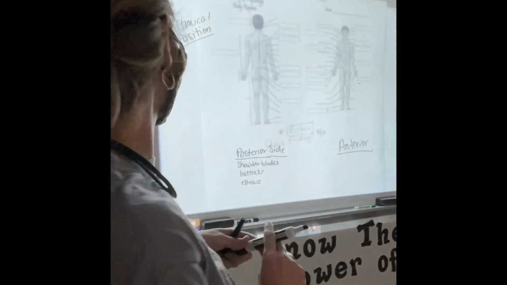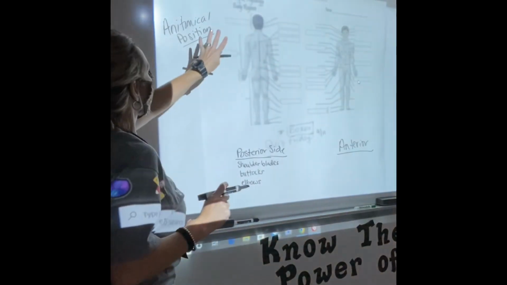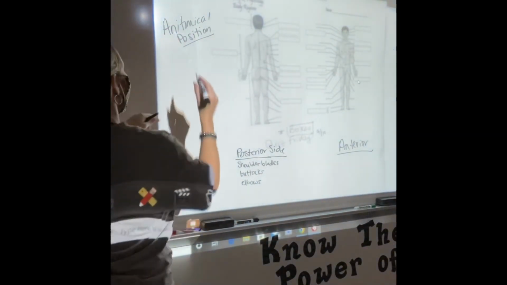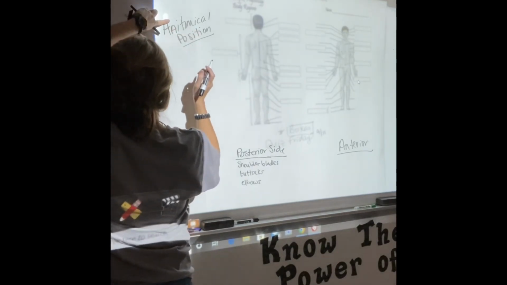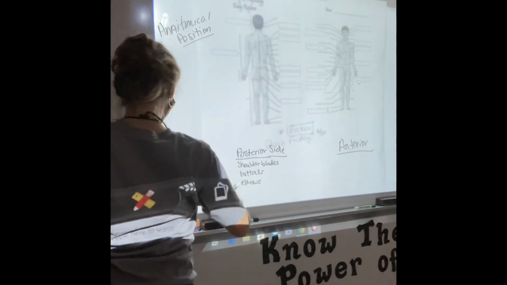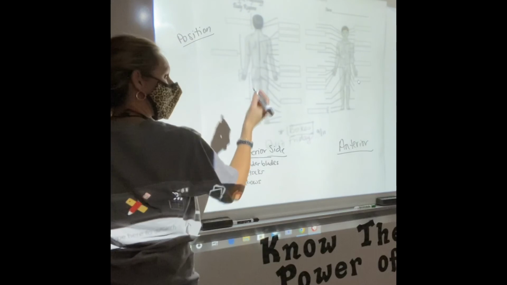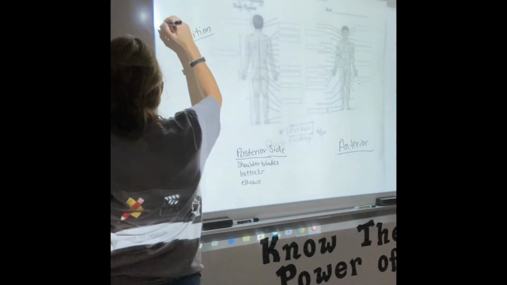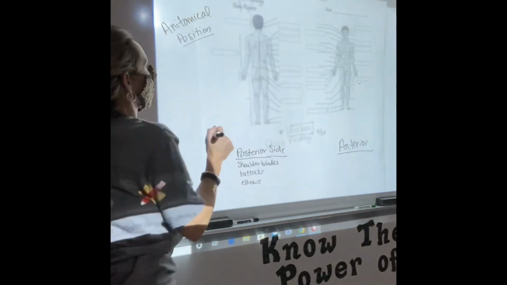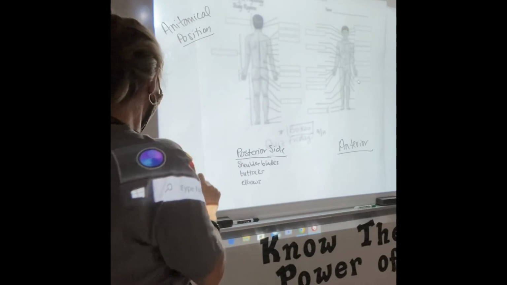So when we're referencing the posterior and anterior side of this diagram, the anatomical, am I spelling right? A-N-A, oh my goodness. Sorry guys. I'm thinking it faster than I can write it. Anatomical position. There are some key things that I want you to write on your sheet.